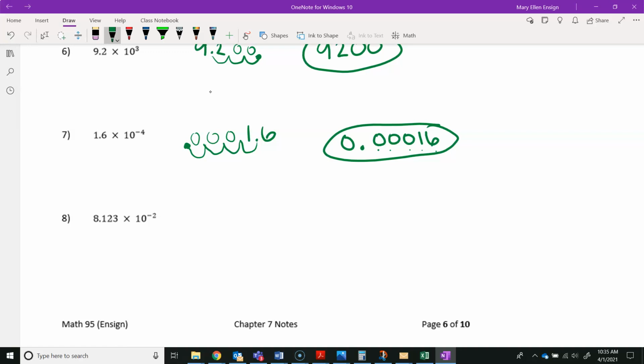Okay, next I have 8.123. Again, I see that I have a negative exponent. That tells me I want to make a smaller number. So I'm going to move it to the left because that's what makes a smaller number. So I have 0.08123.